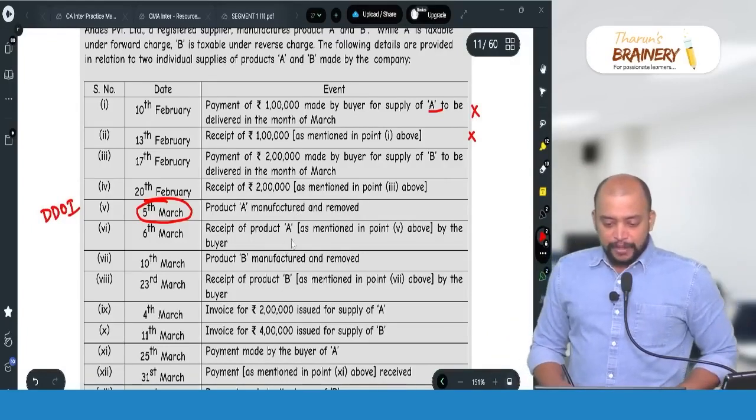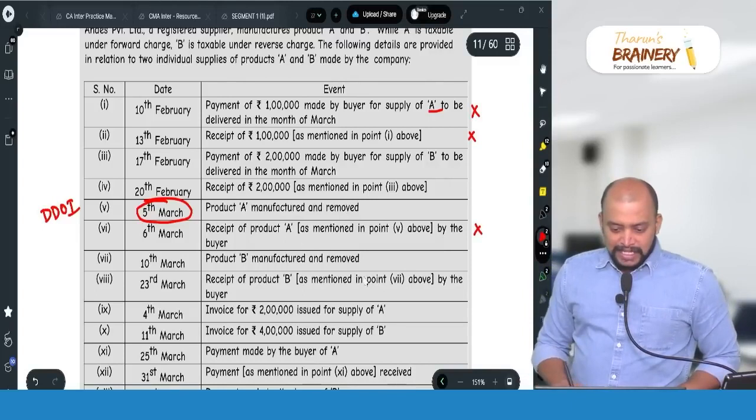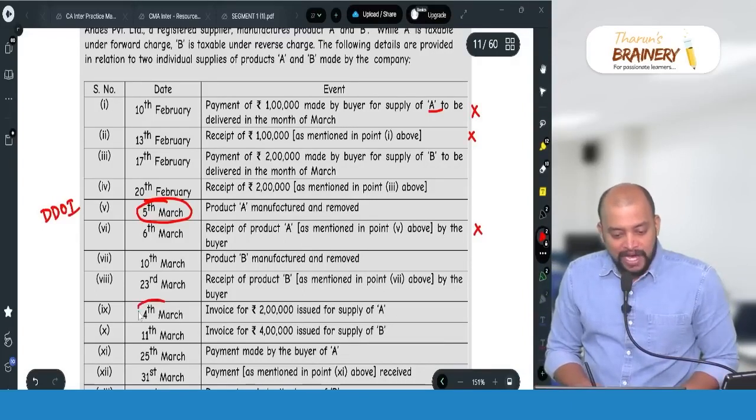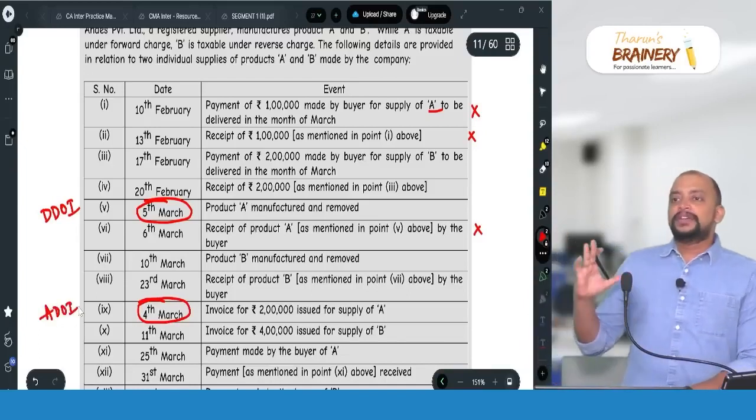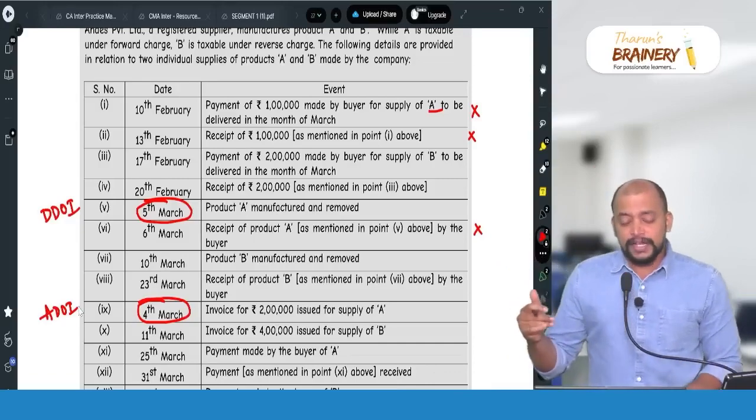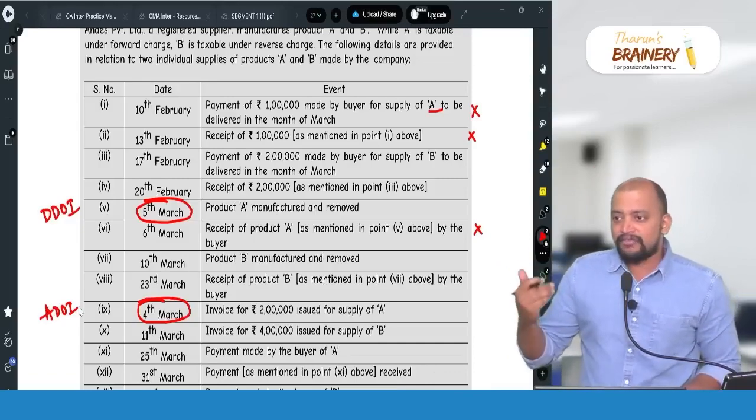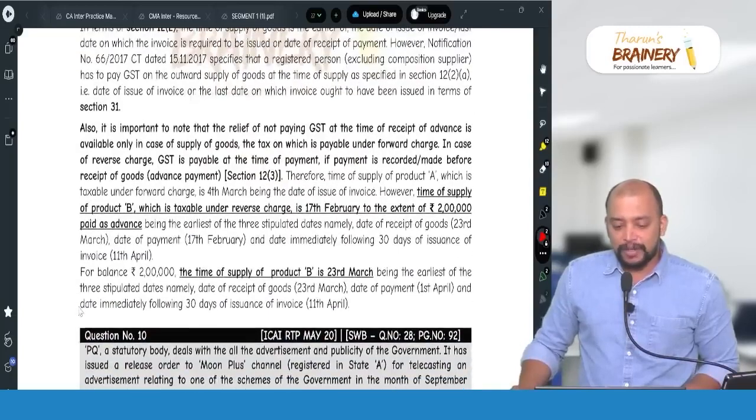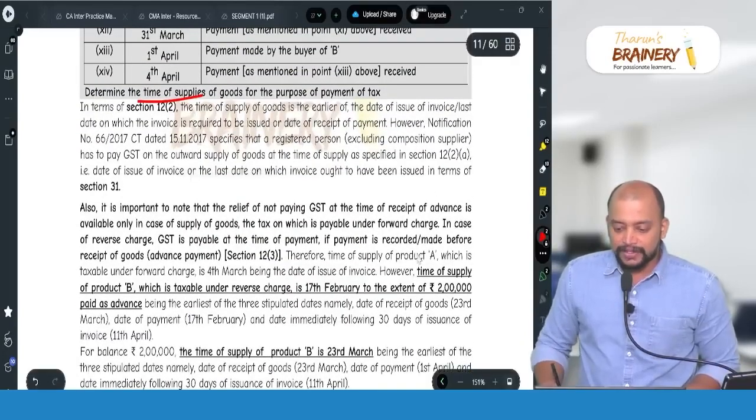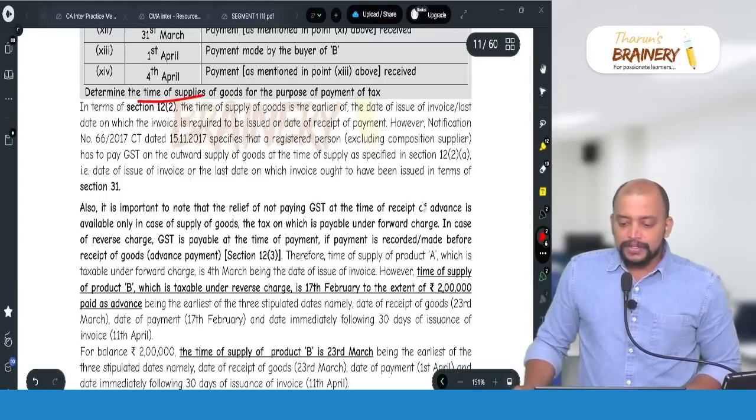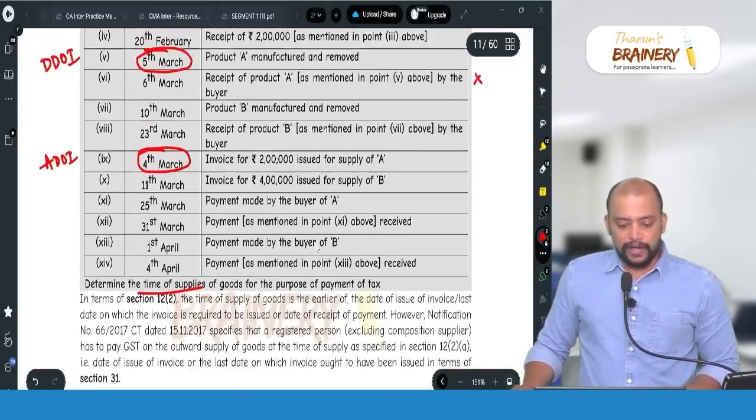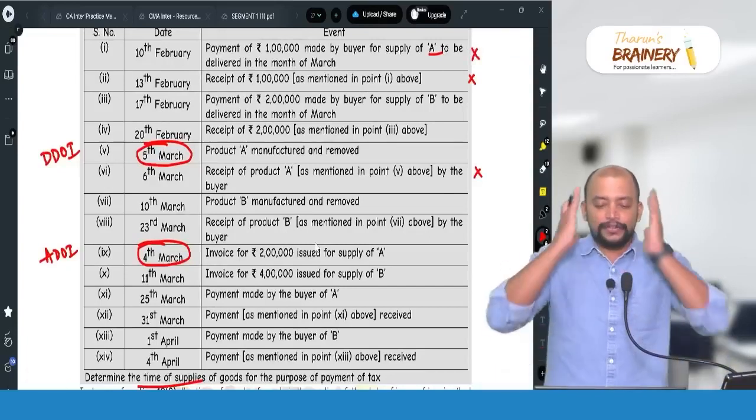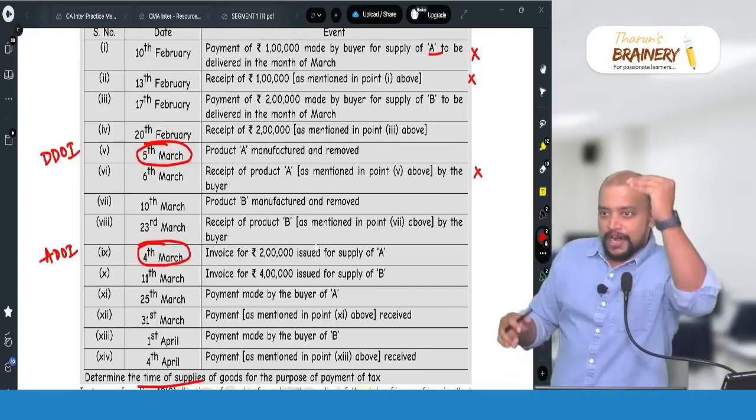And thereafter, receipt of product A by buyer, irrelevant. Then invoice for A, 4th March. So 4th March is the actual date of invoice. So therefore, due date of invoice or actual date of invoice, whichever is earlier, which is earlier, 4th March. Therefore, the time of supply for product A is 4th March. So that is the answer. Okay. So for product A, which is receipt of goods, and 4th March being the date of issuance of invoice. So product A over. Now we don't have to see anything related to product A. Now only for product B we need to see.